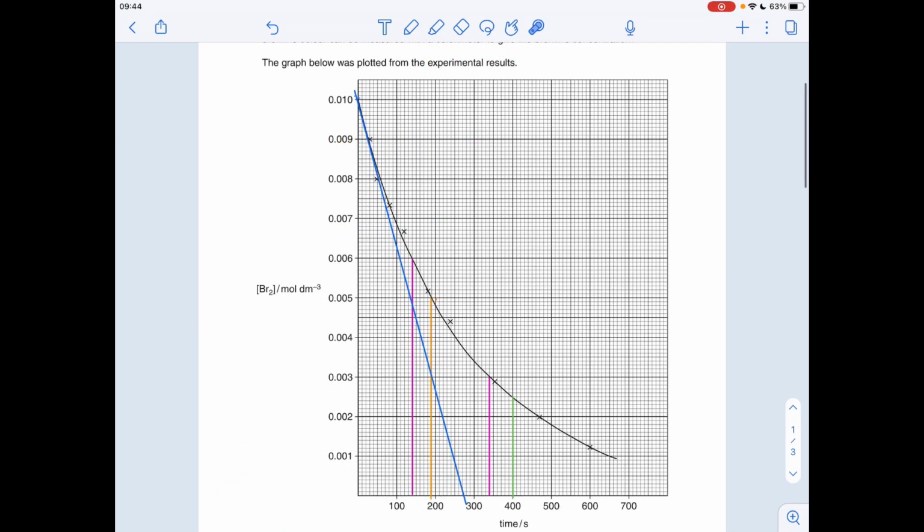Okay, so the next thing we'll have to do is work out the initial rate. So you can see the blue line there. I've drawn a tangent to the curve at time equals 0. So it just touches the curve at 0. Take it all the way down to the x-axis, and I can get my change in y, which is the change in concentration, divided by the change in x, which is the change in time. So change in y over change in x gives me the rate.